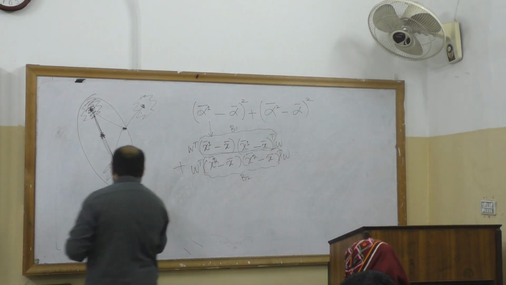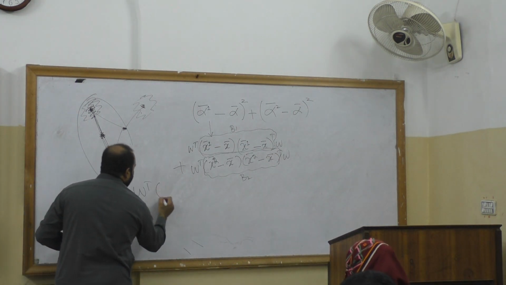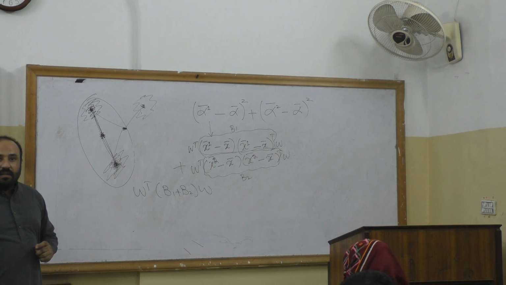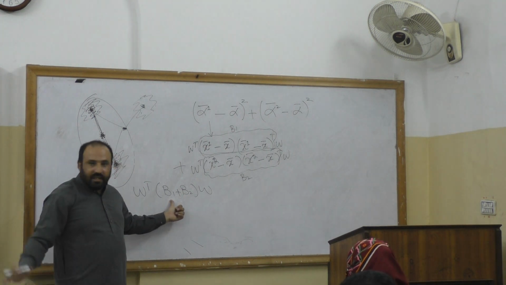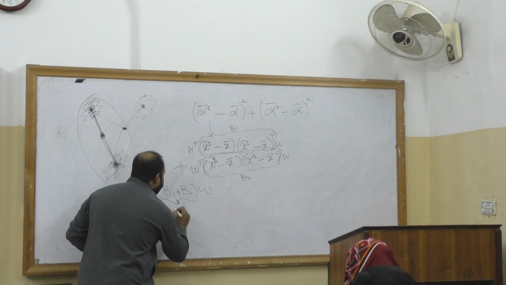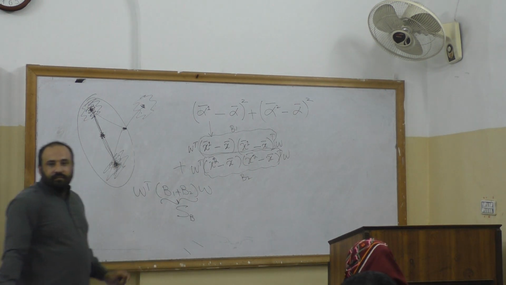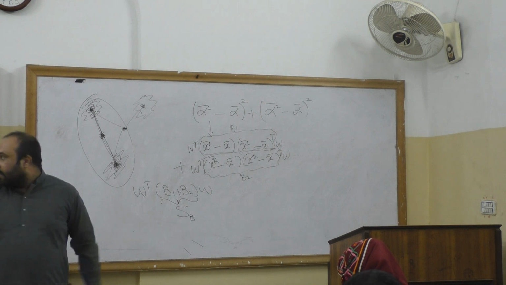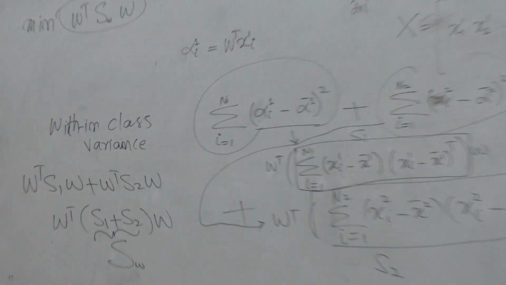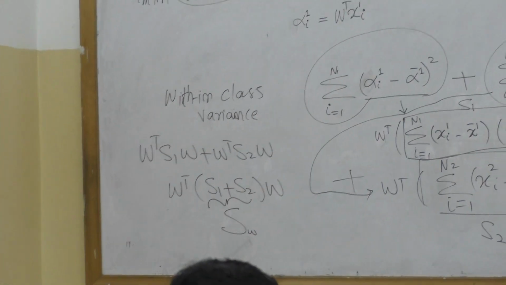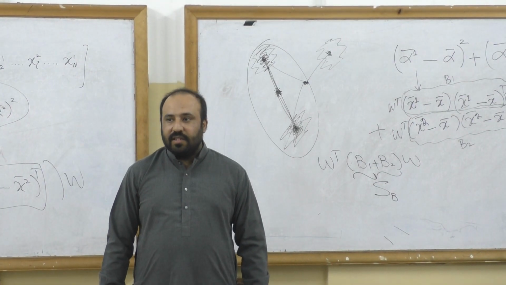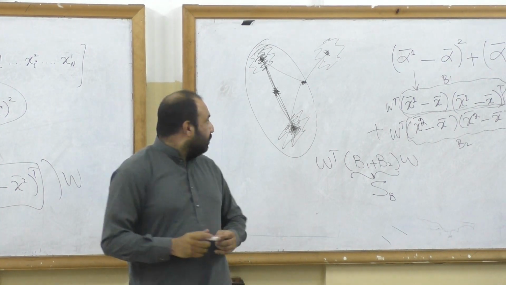Then the between class scatter is simply W transpose (B1 plus B2) W. You can compute B1 from the data, you can compute B2 from the data. I'm calling this total matrix SB. Between class scatter, within class scatter. You can compute SB and SW from data. To compute SB, you need label information. To compute SW, you need label information. So far, so good?